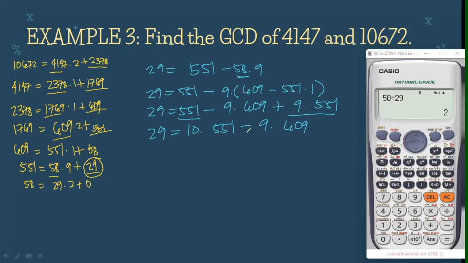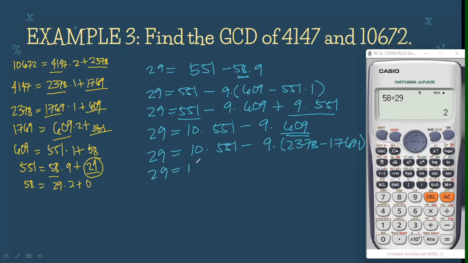Ngayon po, alam po natin na si 609 is meron po siyang equivalent dito. So, 29 is equal to 10 times 551 minus 9 times 2,378 minus 1,769 times 1. So we will distribute again.